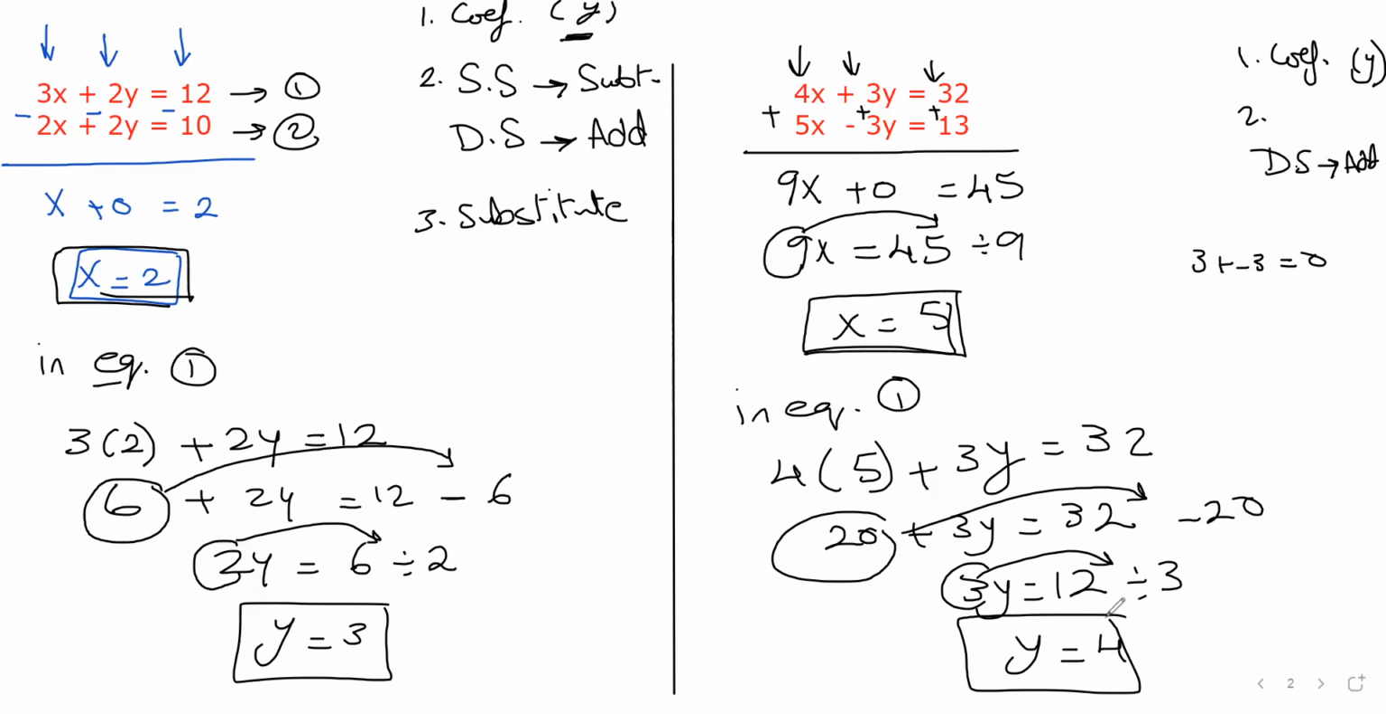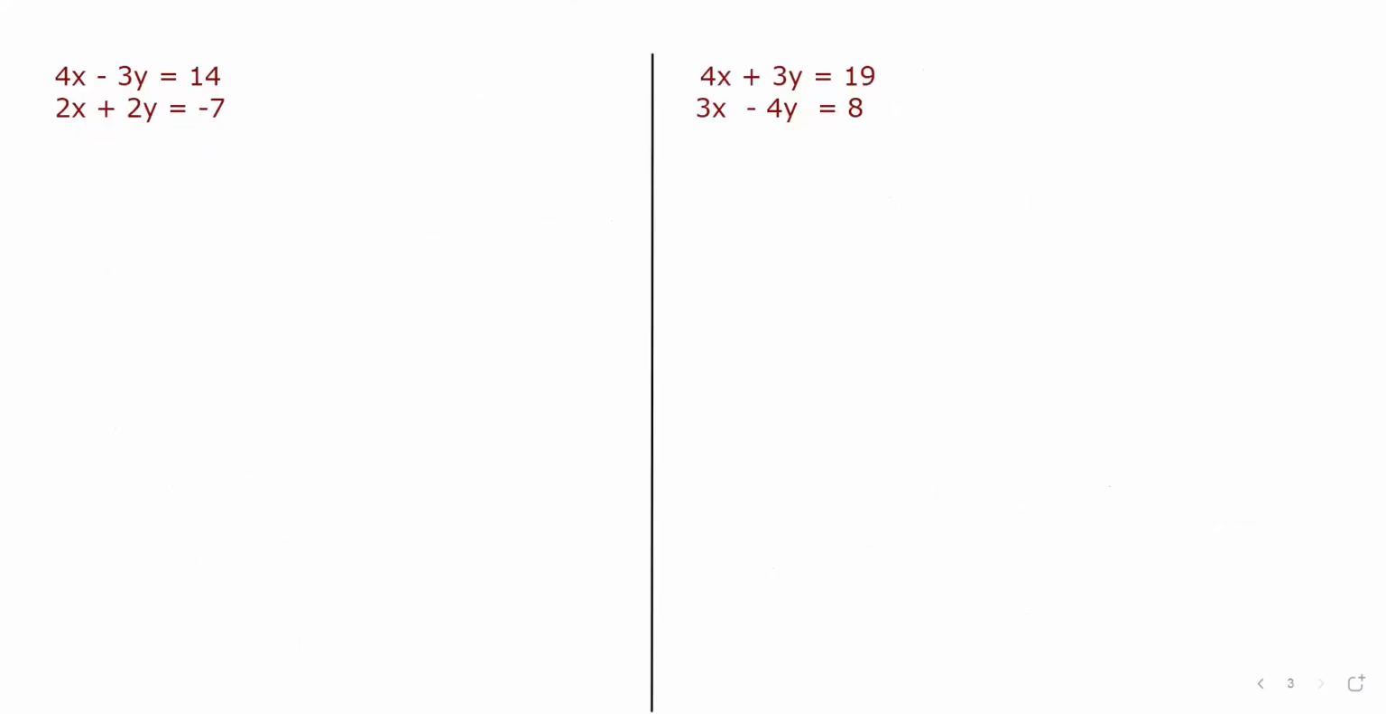In these two examples, we found similar coefficients for one of the unknowns. So we started eliminating this unknown by adding or subtracting according to the signs of these similar coefficients. But if I don't have similar coefficients, what will we do? We have here two cases. The first case, when I have 4x minus 3y equals 14, 2x plus 2y equals negative 7.